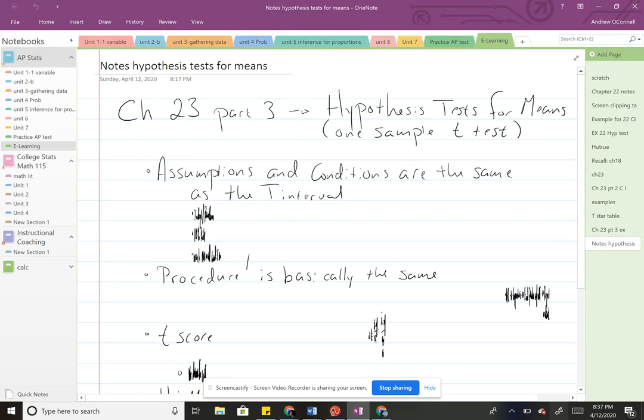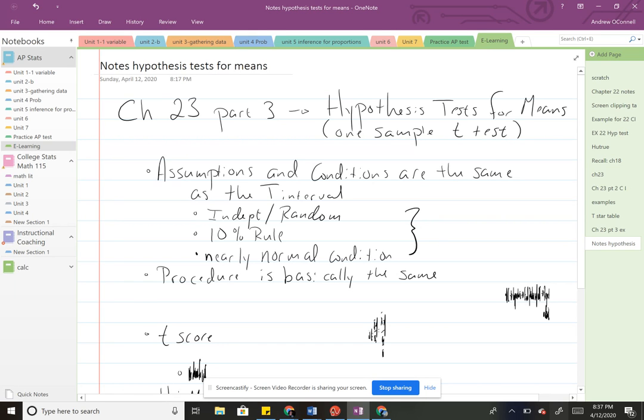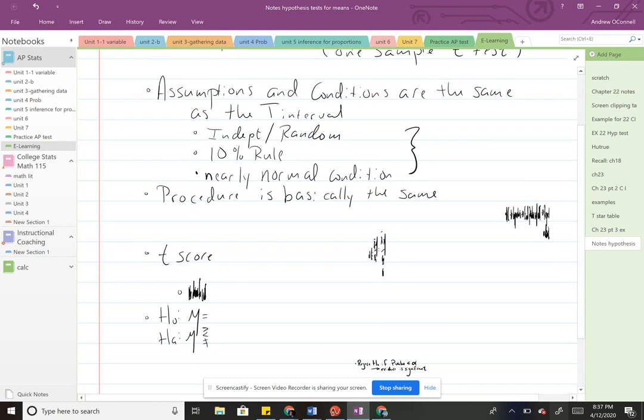The good thing about this, assumptions and conditions are the same as the t interval that we did last week. So you can remember that independent and random condition is still there, that if they're randomly selected, the samples are independent of each other. You still have a 10% rule and the nearly normal condition. I'll fix that really quick. That's a nearly normal condition. The n got left behind there. These are all the same. You should be able to get those from notes last week if you don't remember.